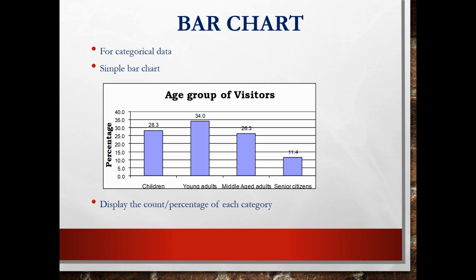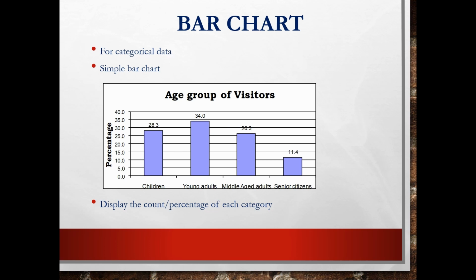The next step is making graphs for categorical data. The simplest type of chart or graph that we can draw for categorical data is a simple bar chart, which is based on data of one categorical variable. For example, as given here, consider the age group of visitors coming into a zoo: how many children are coming within a day, how many adults, middle-aged people, senior citizens.